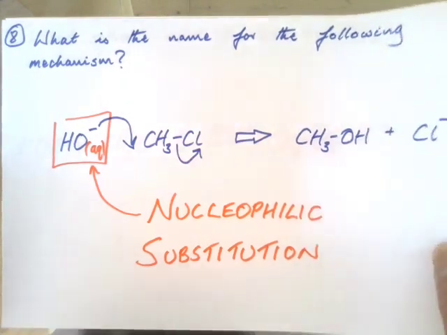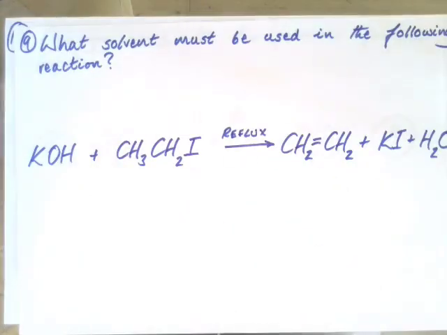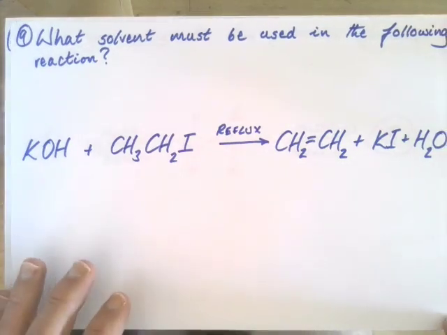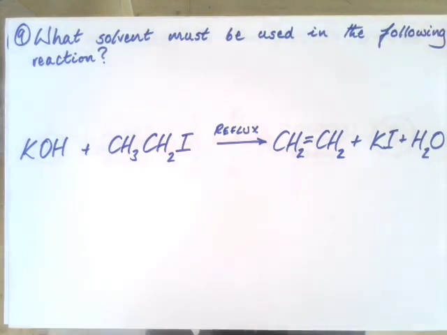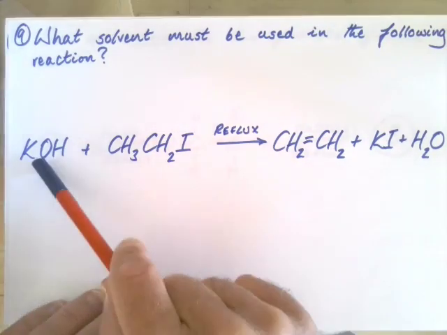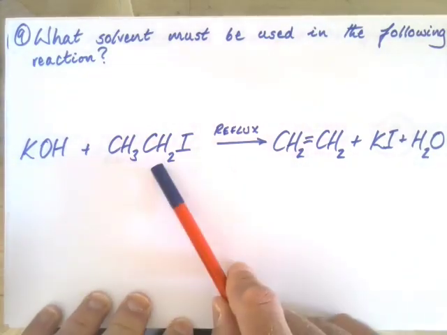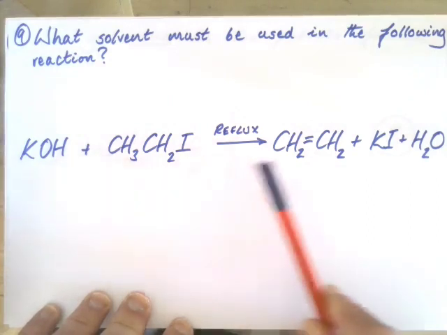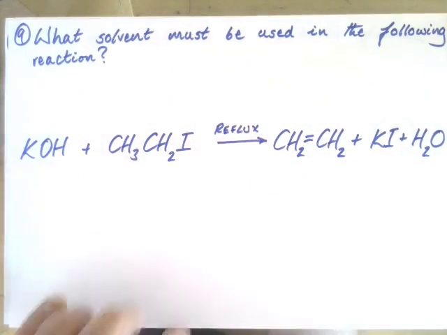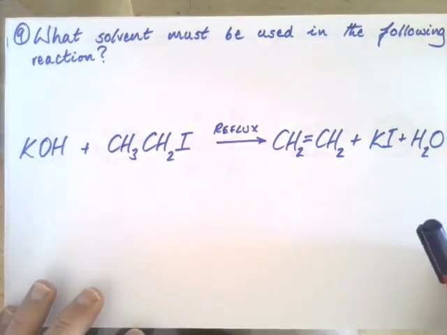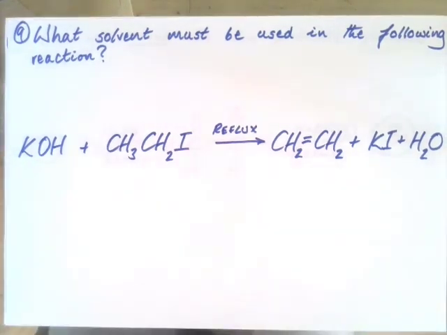Right, question number 9. What solvent must be used in the following reaction? Okay, so we've got potassium hydroxide with iodoethane, giving us ethene, potassium iodide, and water. We're refluxing the mixture. What's the solvent we need for this reaction to occur? Pause the video, check your notes, and I'll come back with the right answer in a second.